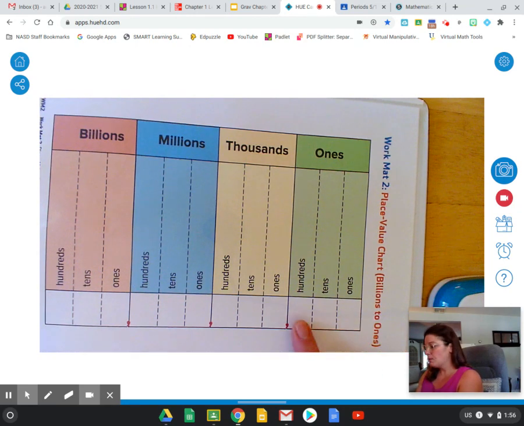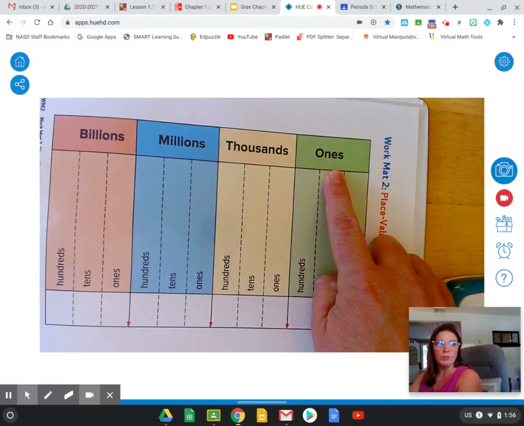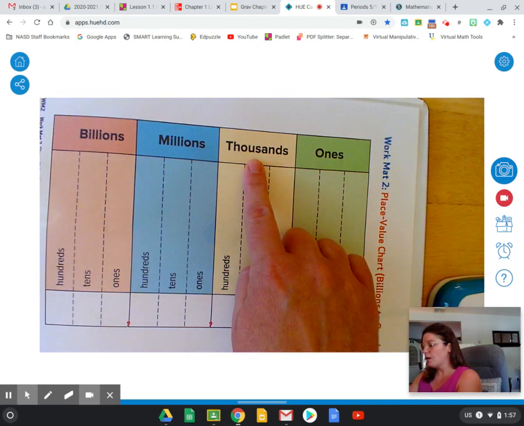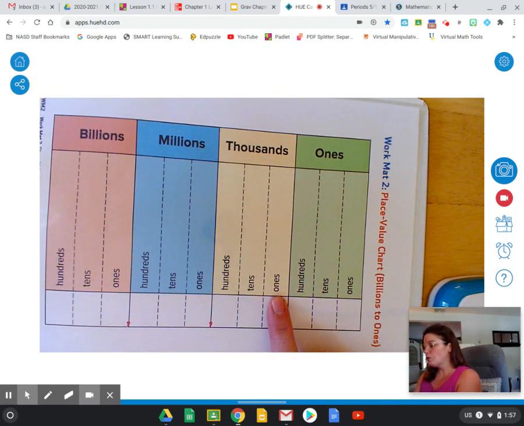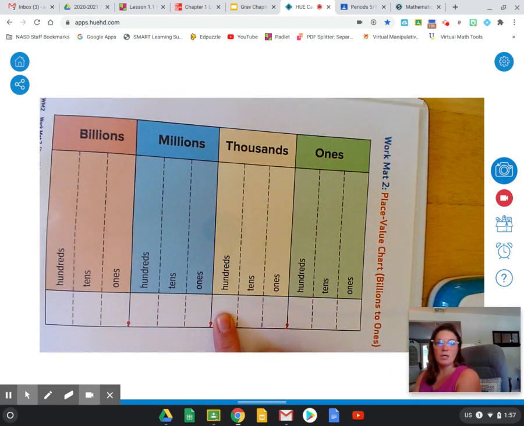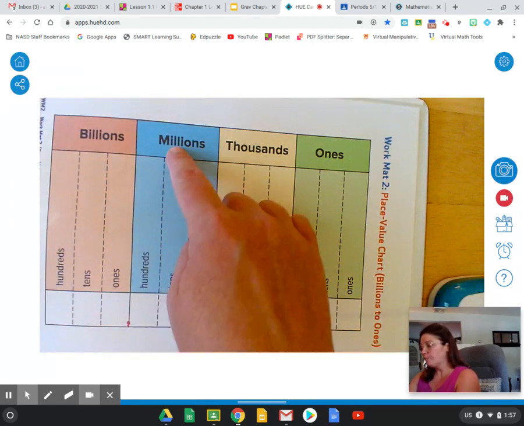On the far right, the smallest place value is the ones. And the ones, tens, and hundreds are part of the ones period. And then we see that we have ones, tens, and hundreds again, but they're in the thousands period. So this place would be 1,000. This is the 10,000, and this is the 100,000. And then we have the millions period. 1 million, 10 million, 100 million.